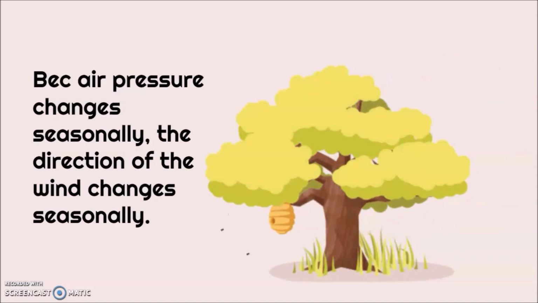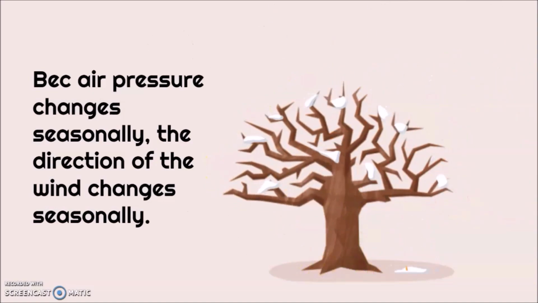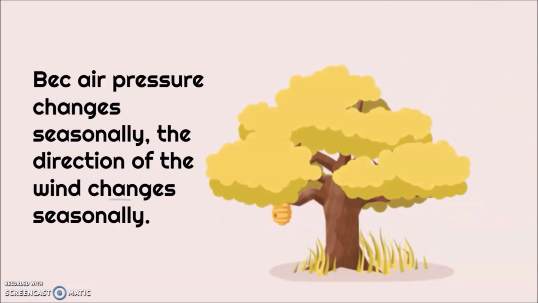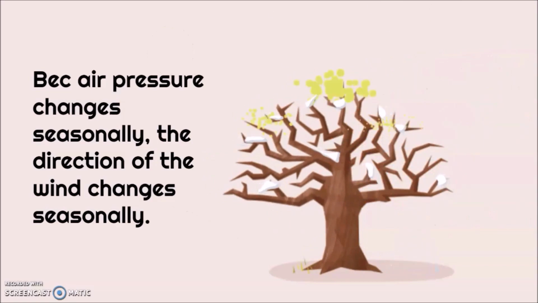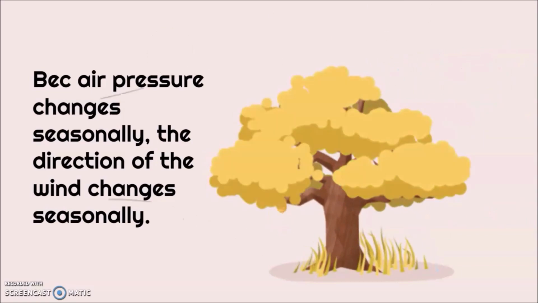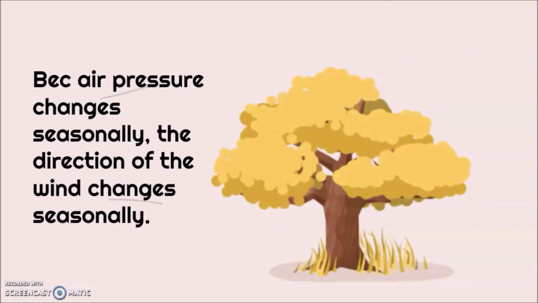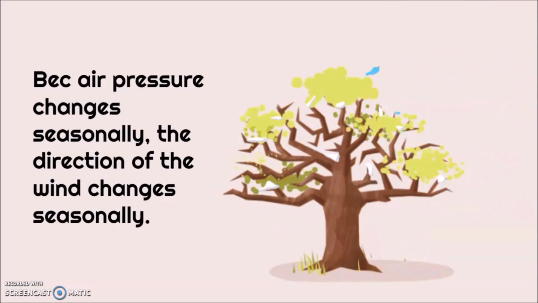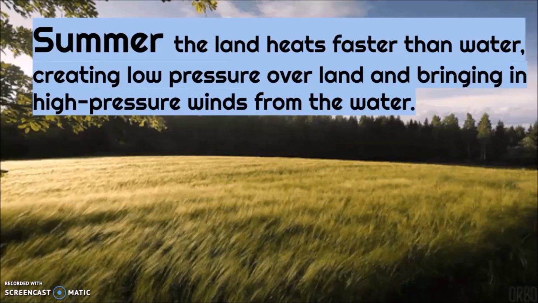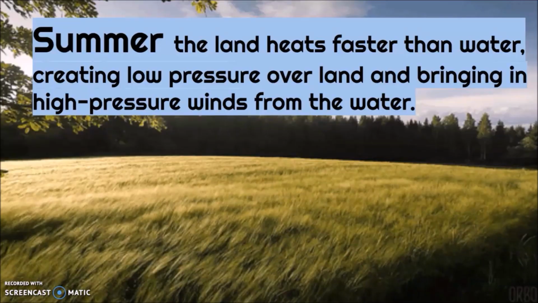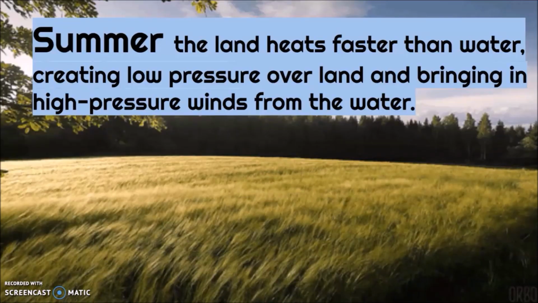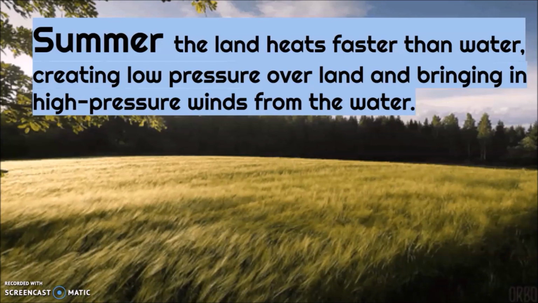The three-cell model assumes that the surface of the Earth is the same. Yet we know that continents are going to heat and cool faster than the water around them, which creates different pressure. Because the air pressure changes seasonally, the direction of the wind is also going to change seasonally. In the summer, the land is going to heat faster than the water, creating low pressure over the land and higher pressure over the water.